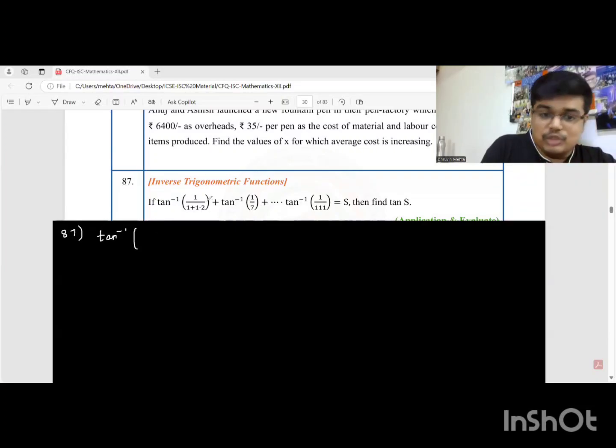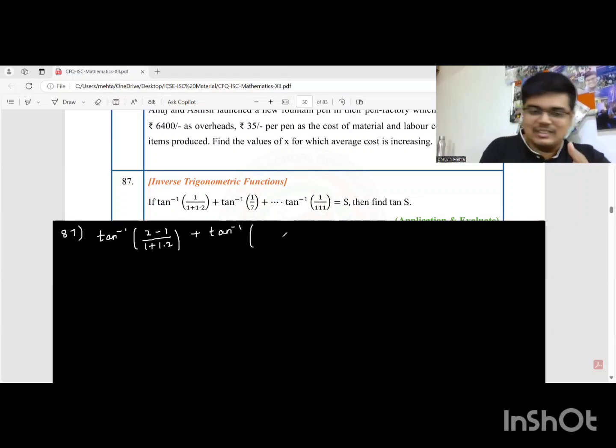In the numerator, students, the 1 can be written as 2 minus 1. It is difference of 2 and 1, and this is 1 plus 1 into 2. In the next number, we have 1 by 7 students. So that 7 students is basically 1 plus 6. We can write the 7 as 1 plus 6, and 6 is basically 3 into 2. And the numerator will be 3 minus 2. You keep doing this students till the last one.